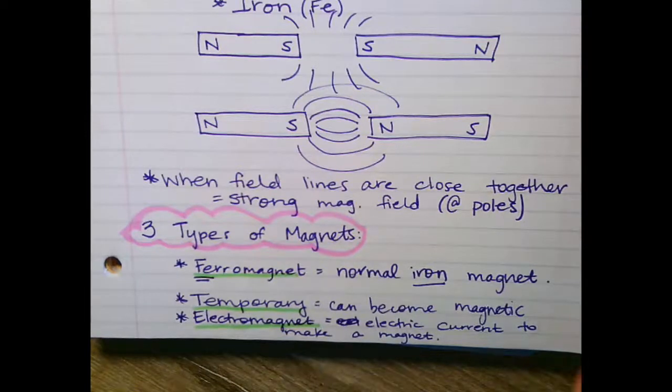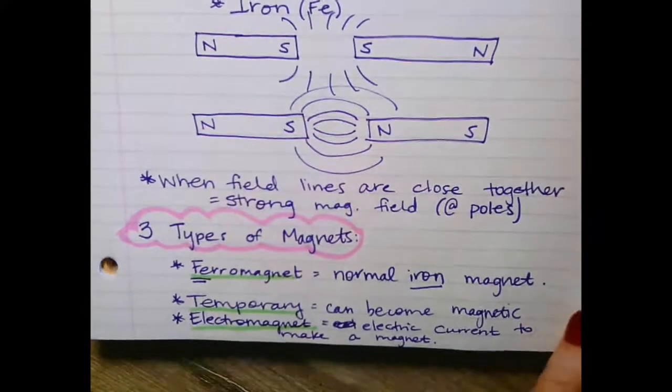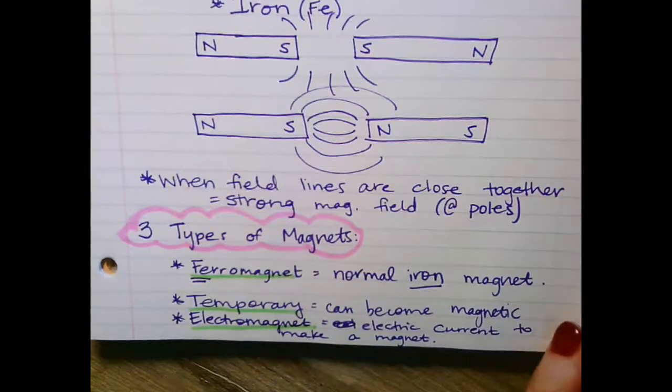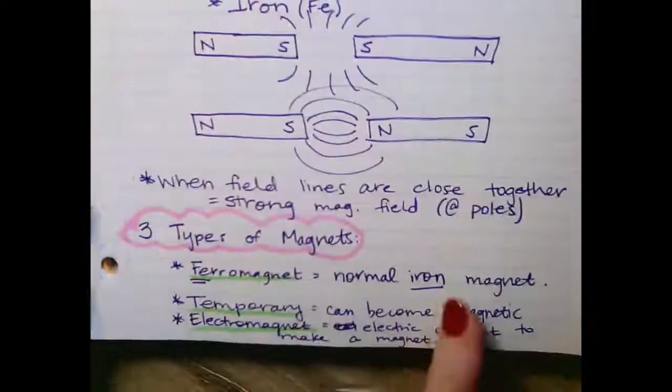So we are going to talk more about electromagnets in the next lesson, but I'm going to talk about ferro and temporary magnets now. So I'm going to flip the page here. This is not going to be the best drawing, but that's okay. So the first one is a temporary magnet.